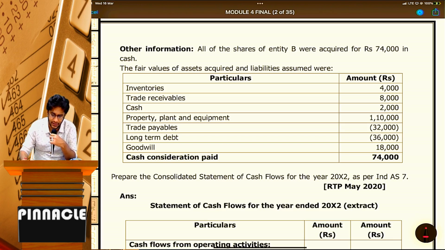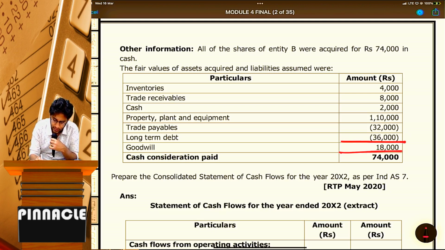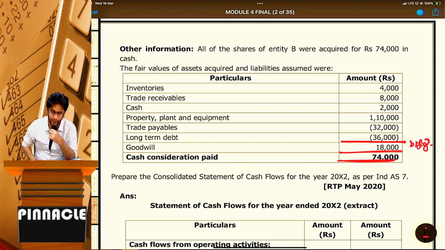The fair value of assets and liabilities acquired from B are: inventory, trade receivables, cash, PPE, trade payables, long-term debt, goodwill, and cash paid is 74. This goodwill figure of 18,000 is a kind of balancing figure. He is asking to prepare the cash flow statement for the year 2002. Now, first observation: in investing activity, what will you write? One line answer. How much cash did you pay?